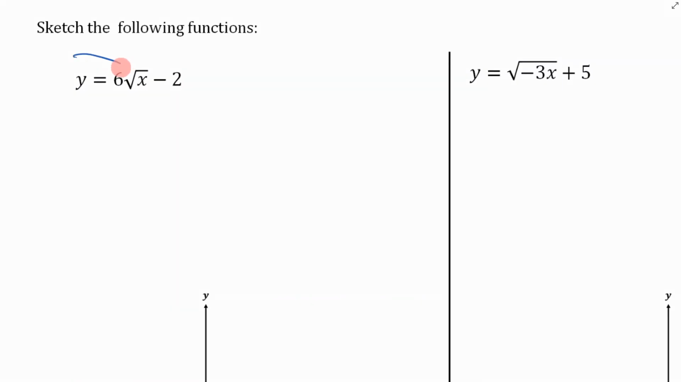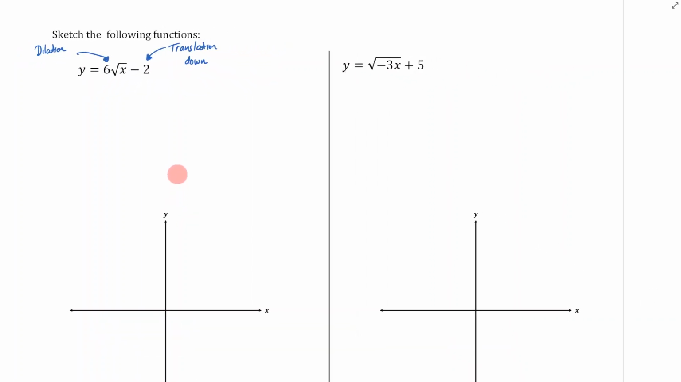So we've got this 6 out the front, and what is it telling us? It's telling us that there is a dilation by a factor of 6. So there's a dilation happening there. What is this -2 telling us? It's important that we read the negative in front of it. That's telling us that we've got a translation, and because it's outside of the square root, it's an up or down, and because it's a negative, it's a down translation.